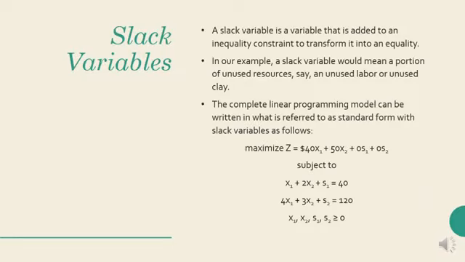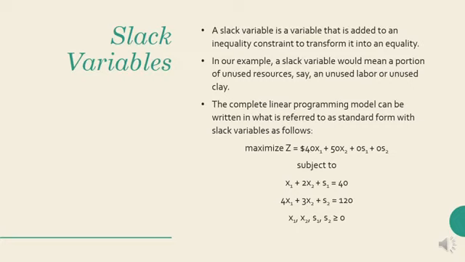A slack variable is a variable that is added to an inequality constraint to transform it into an equality. Diba matatandaan nyo yung mga formula na ginagamit natin dun sa labor constraint at saka dun sa clay constraint. Laging meron siyang lesser than or equal to. Ang slack variable, it is a variable that is added to an inequality constraint to transform it into an equality para maging equal sign, ano?